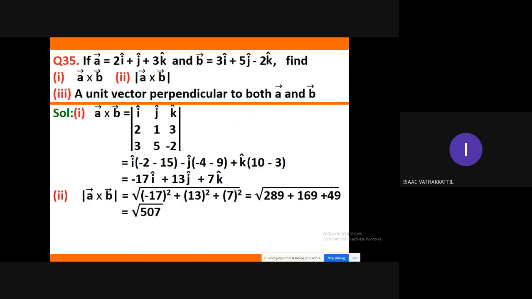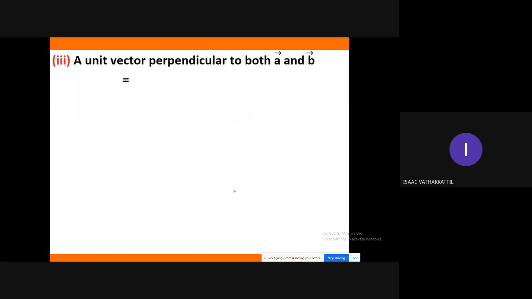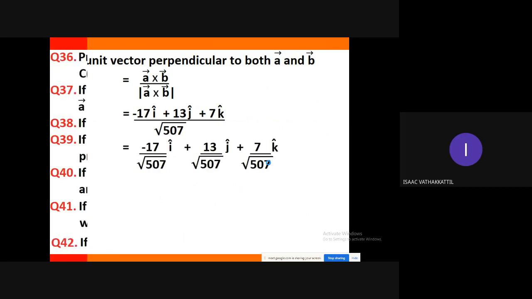Okay, unit vector perpendicular to both A and B. It will be A cross B upon magnitude of A cross B, because A cross B is a vector perpendicular to both A and B. If you want a unit vector, divide by its magnitude. So you have a unit vector perpendicular to both A and B.